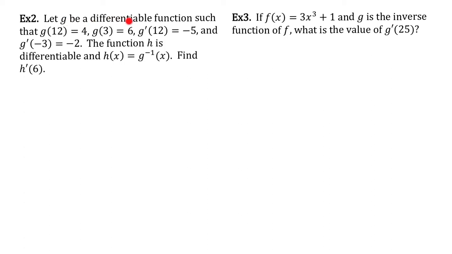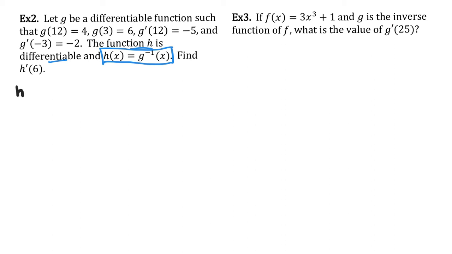Let g be a differentiable function such that g of 12 is 4, g of 3 is 6, g prime of 12 is negative 5, and g prime of negative 3 is negative 2. The function h is differentiable, and h of x equals g inverse of x. So h is the inverse function of g. Find h prime of 6. Okay, let's get to the question now.